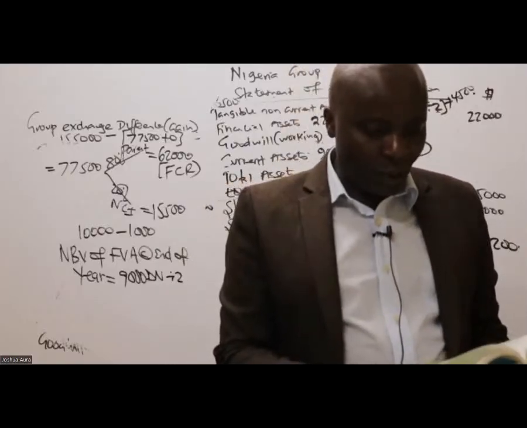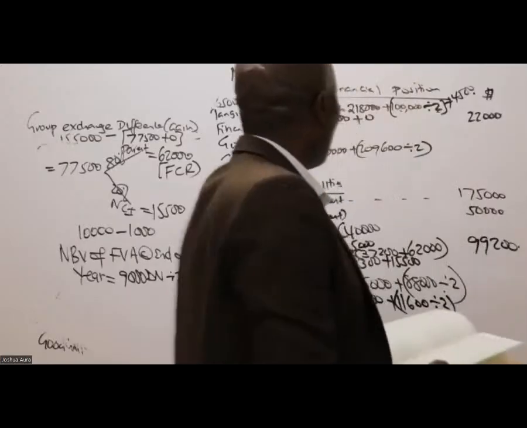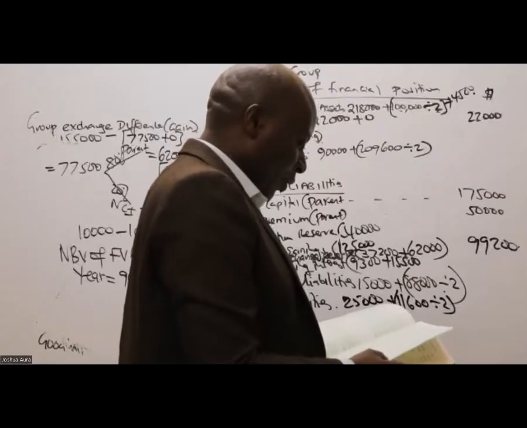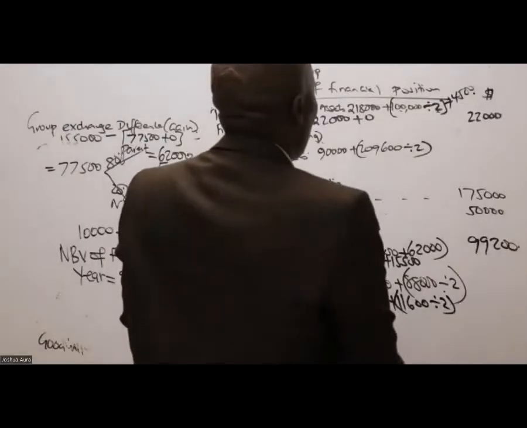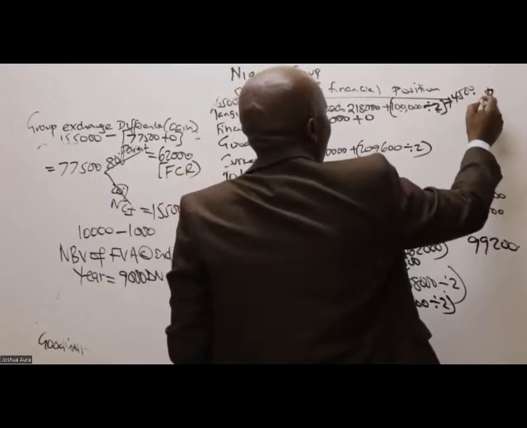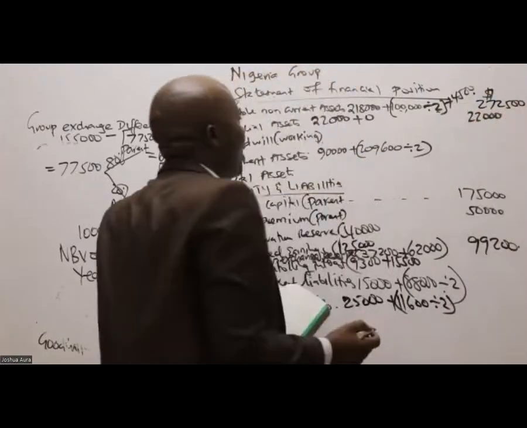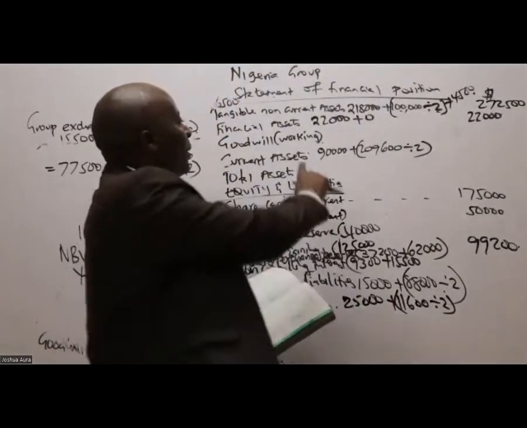272,500, they're giving me. 272,500, right? Hebu tuende pole pole hapa, 272,500. Tuende pole pole kabisa hapa, nipatieni goodwill.